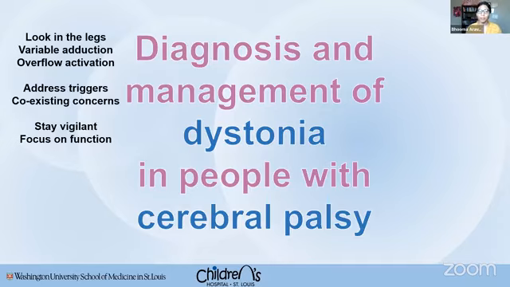It is variable, it is elusive, it is a sneaky diagnosis to make. So look for it everywhere and look for it every single time. And focus on function. Just because someone comes to you with a spastic CP diagnosis doesn't mean that dystonia is not their main functional problem. So think about what is functionally important to that person and address that when focusing on management.